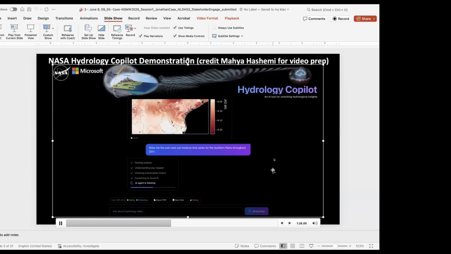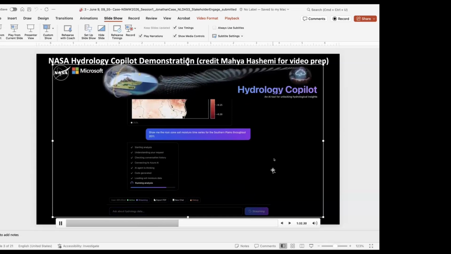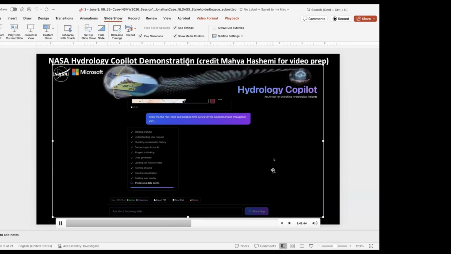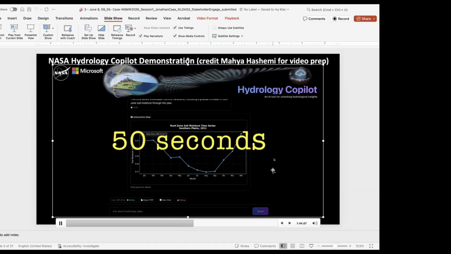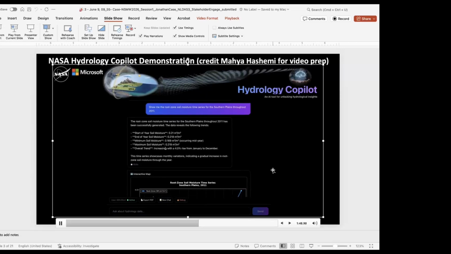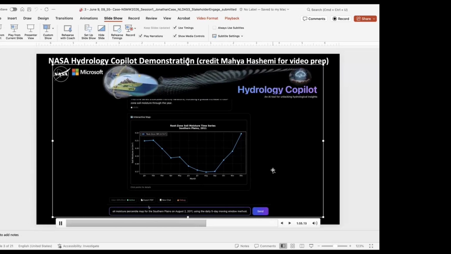And then the third query is, show me the root zone soil moisture time series for 2011 over the Southern Plains. So now we're going to look at a time series graph of the monthly average soil moisture values over that Southern Plains subset. And so Copilot moves through there, and in 50 seconds, you get a time series graph during 2011. It's showing you statistics of the mean, the min, and the max volumetric soil moisture.